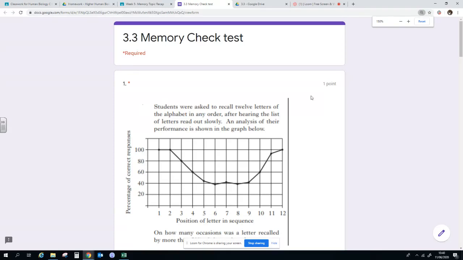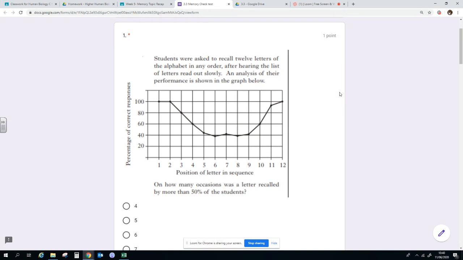I was just going to quickly go through the 3.3 memory check test that you sat this week. Lots of people did really, really well, but I'm just going to go through some of the answers just in case. Students were asked to recall 12 letters of the alphabet in any order. After hearing the list of letters read out loud, an analysis of the performance is shown below. So you should automatically think, that's a serial positioning effect.